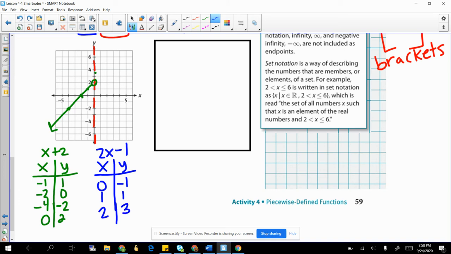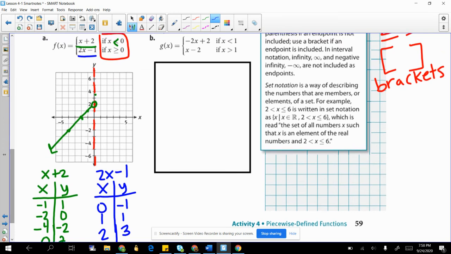So let's go ahead and plug these in. So 0, -1, and this one does have the equal sign. So we're going to make it a closed circle at -1. And then we're going to go 1, 1, 2, 3. Oops. And there's, oh, come on. There's that line. So that right there is your piecewise defined function.